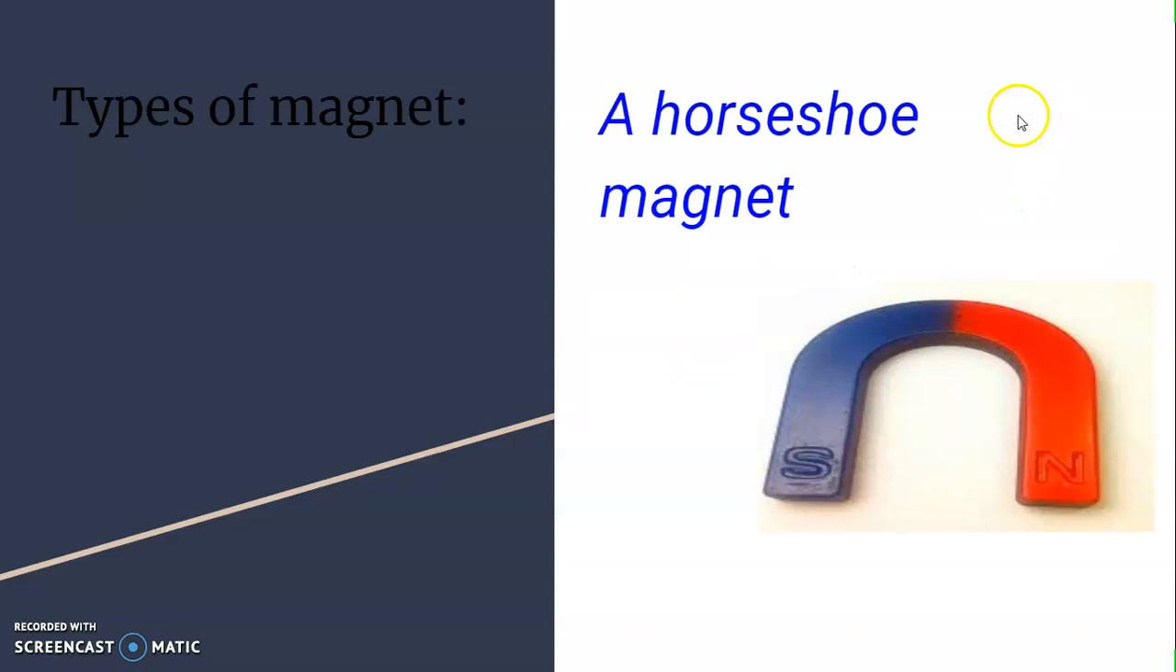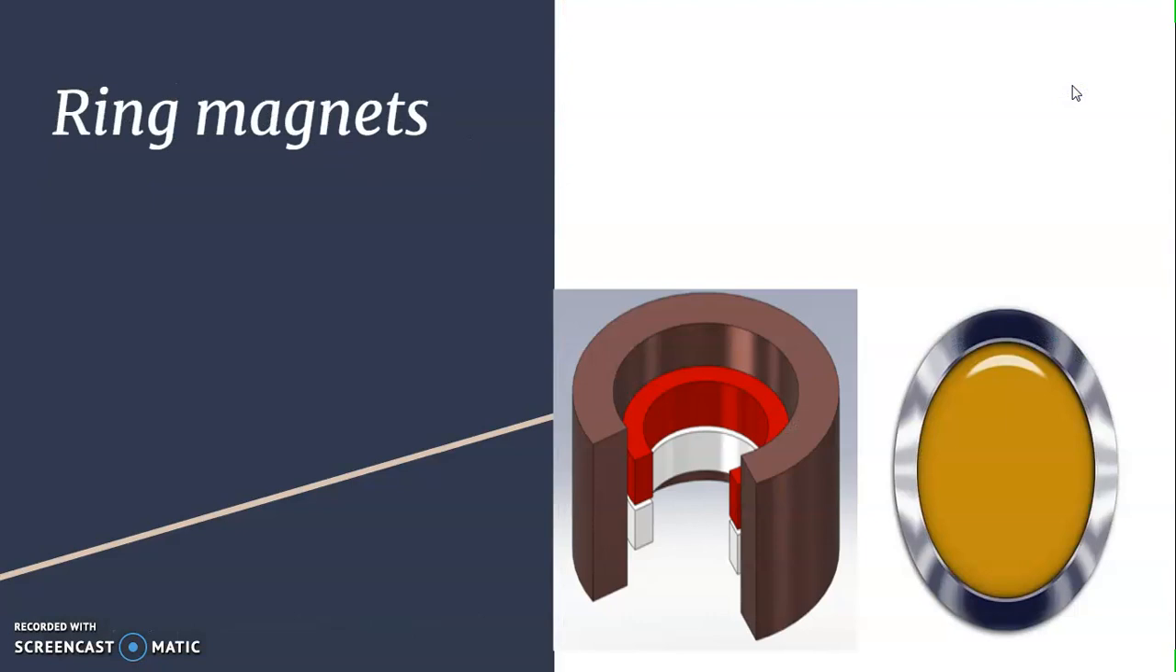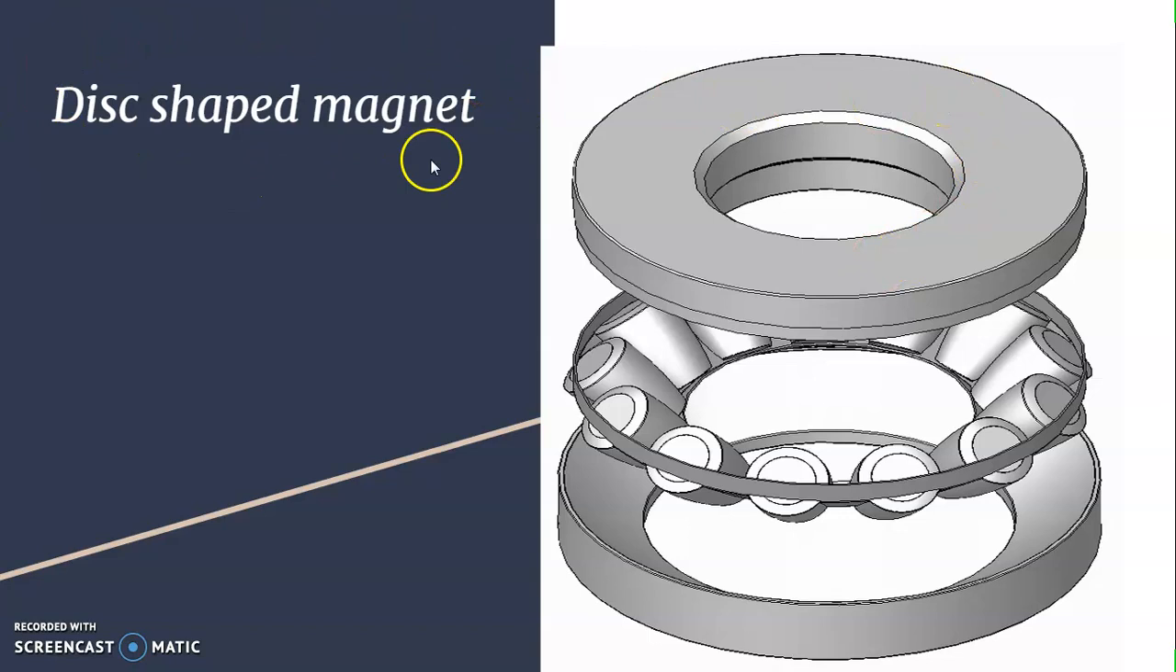A horseshoe magnet. بيشبه حدوة الفرس. Wand magnet. Repeat. Wand magnet. It's shaped like a wand. يشبه المطرقة. Ring magnet, المغناطيس الدائري. Here is a bar magnet. Here is a horseshoe magnet. Disc-shaped magnet. بيشبه الديسك.